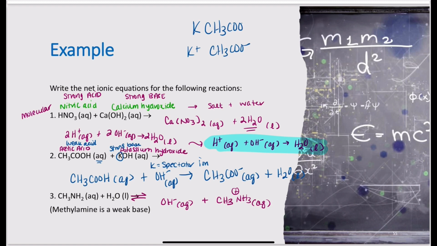In this first reaction, the spectators are your calcium and your nitrate. In the second one, your spectator is potassium ion, and this one doesn't have a spectator.